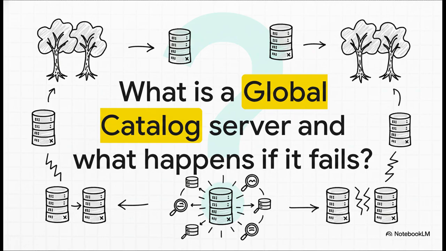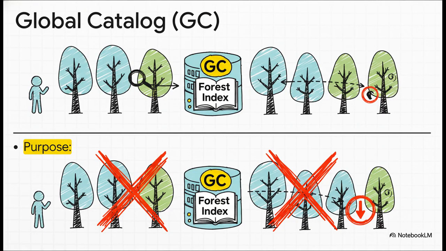So how does Active Directory make searches across a huge forest feel so fast? The magic here is the global catalog server. Just think of it as the master index for the entire forest. It holds a partial copy of every single object, which makes searching super quick. But its most critical job? Handling logons. Without a global catalog available, a user from one domain simply can't be authenticated by a DC in another. It effectively breaks user access across the whole forest.